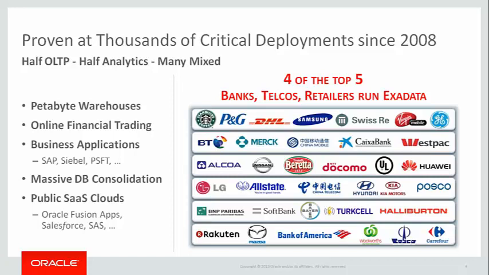In addition, a lot of the public cloud, SaaS cloud, also uses Exadata. For example, Oracle's own Fusion Apps cloud uses Exadata. In addition, Salesforce SaaS cloud uses Exadata. So in total, five top companies in the world in the category of banks, telecoms, and retailers run Exadata. And you can see some of the big names that are Exadata customers on the screen.